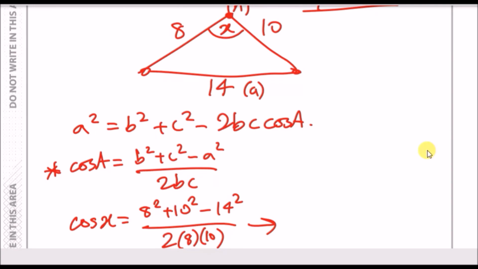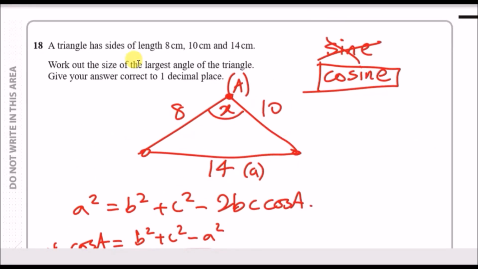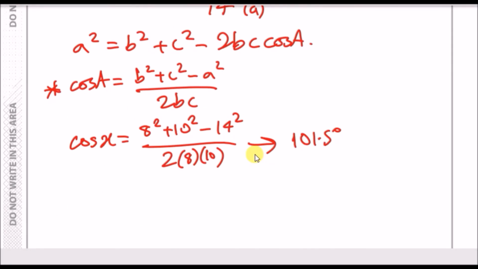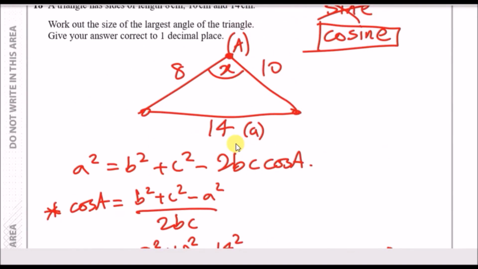So you're going to have 8 squared plus 10 squared. I should do this in advance, but I'm just trying to get everything done quickly, to be honest. So cos inverse this, and you get 101.5 degrees. This is known as an obtuse angle, because the angle is really big. After cos inversing this, you get 101.5 degrees.